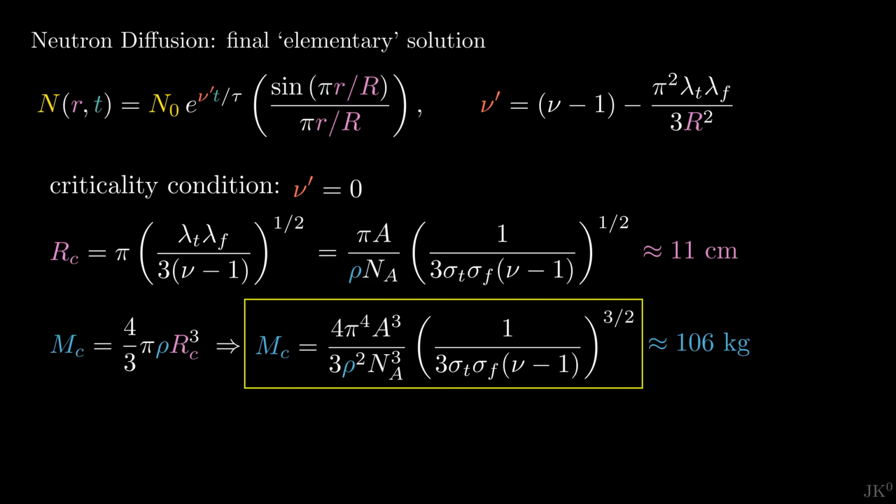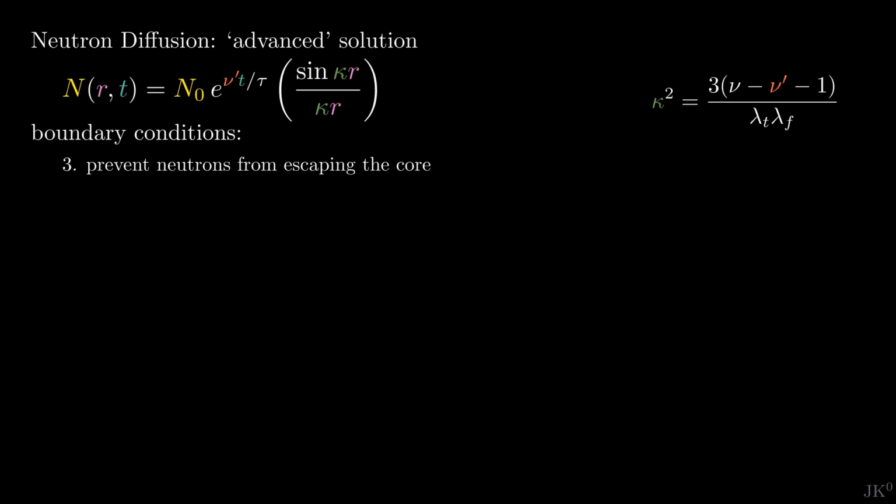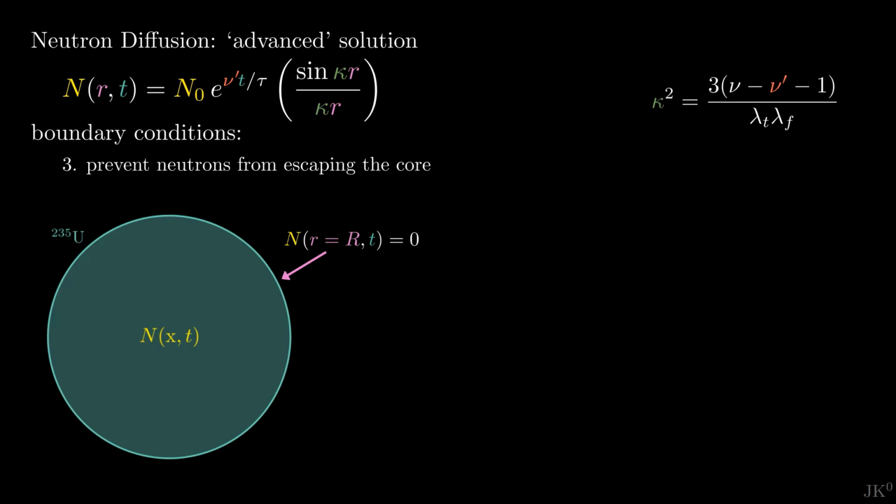Before I wrap it up, I would like to mention something that is very important. I told you earlier that the solution that we found for the neutron diffusion equation was called elementary. And elementary meant that we were forcing the number of neutrons to be zero at the surface of the sphere. In other words, we were trying to prevent any neutrons from escaping.